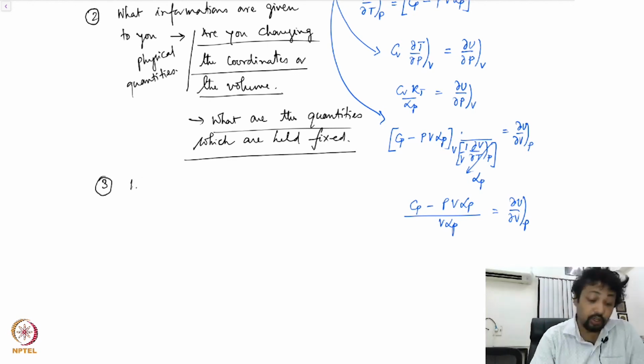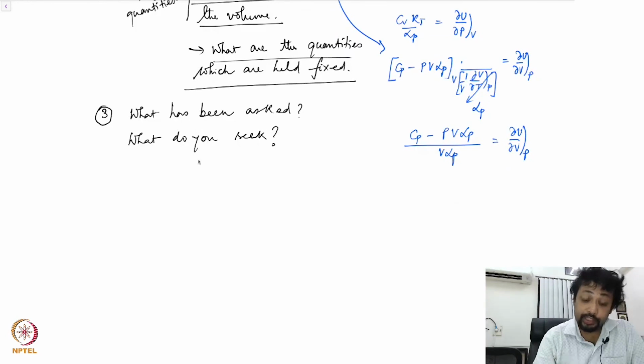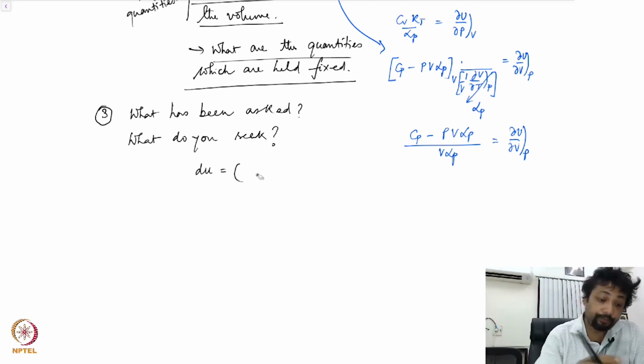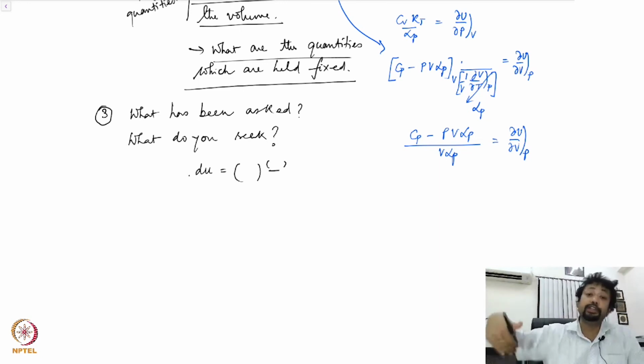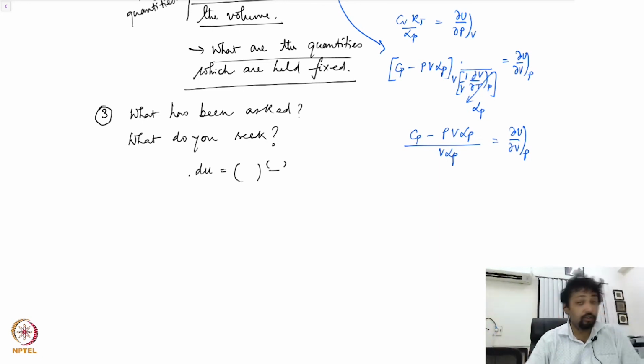And the last point is, what has been asked? What do you seek? For example, do you seek the change in internal energy? Then you find out dU is equal to, with respect to what? A derivative with respect to the quantity that is being changed. In the sense that you seek to find out how much the internal energy has changed if your temperature has doubled, keeping the volume fixed, or your pressure has halved, keeping the temperature fixed. So you have to figure out what has been asked.